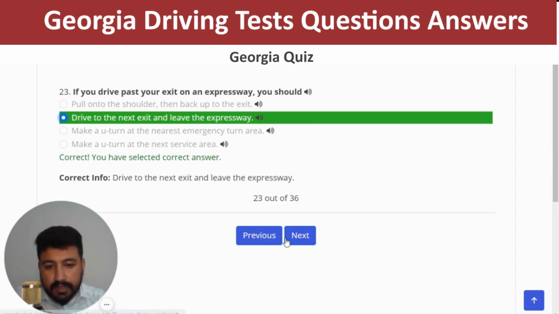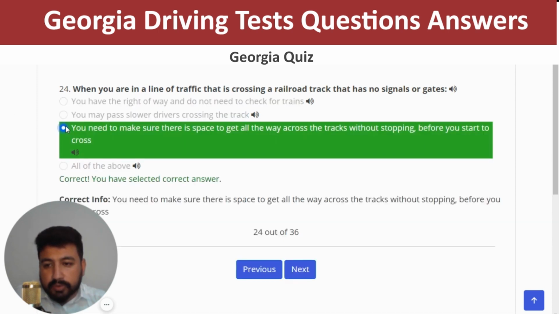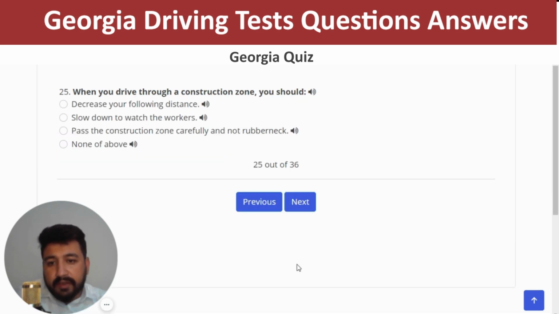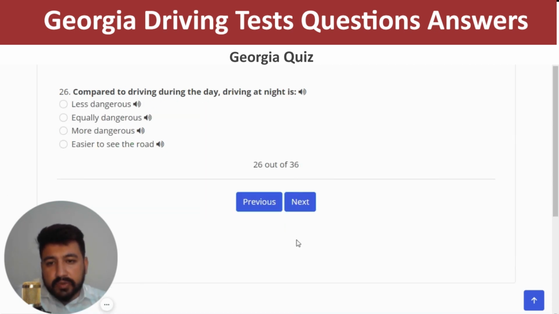So second option. Next. When you are in a line of traffic that is crossing a railroad track that has no signals or gates, the right answer is you need to make sure there is space to get all the way across the track without stopping before you start to cross. So third option. Next. When you drive through a construction zone, you should pass the construction zone carefully and not rubberneck. So third option. And next. Compared to driving during the day, driving at night is more dangerous, which is the third option.